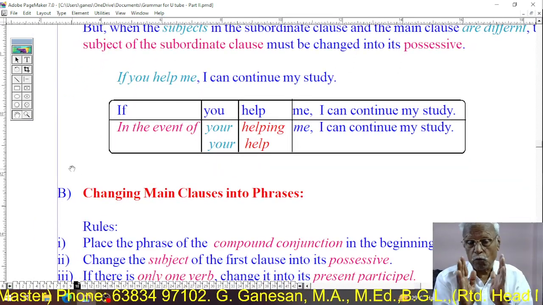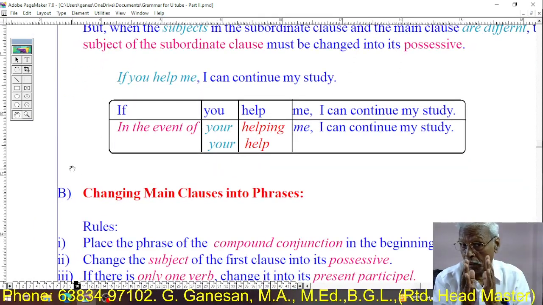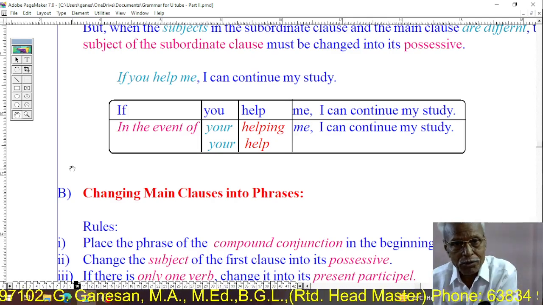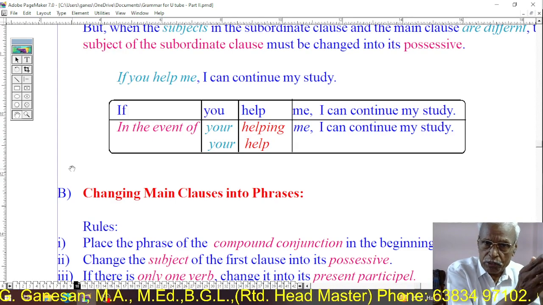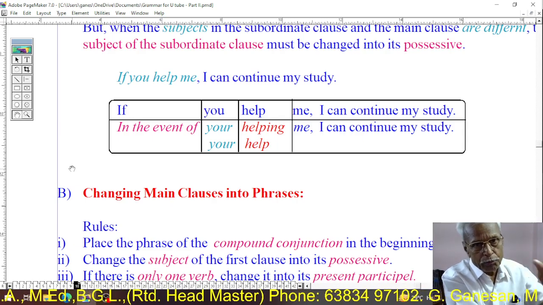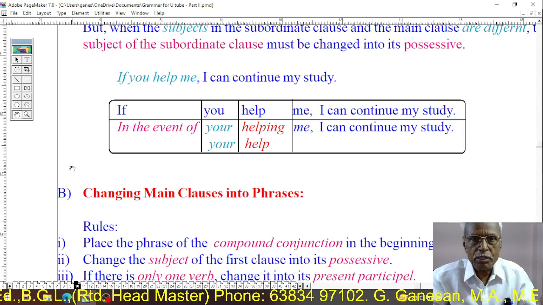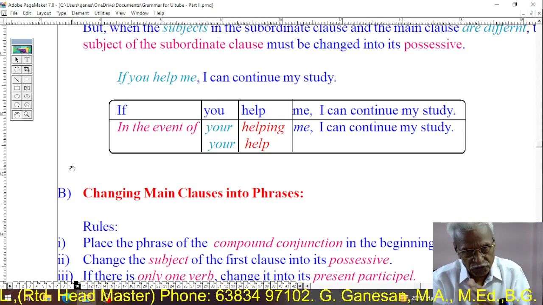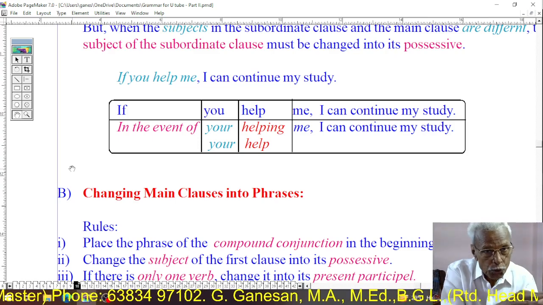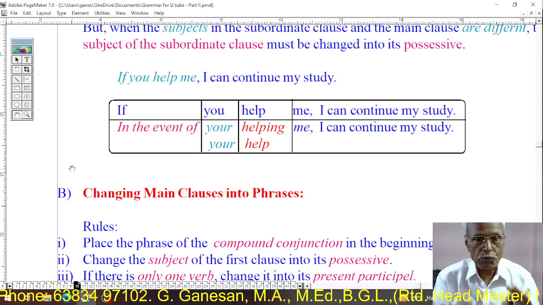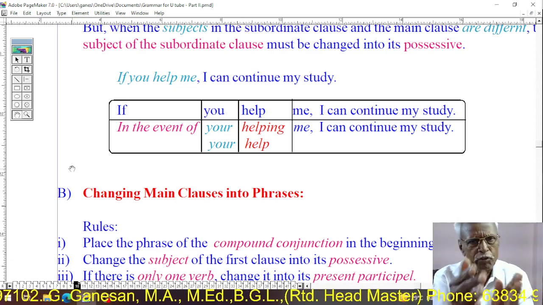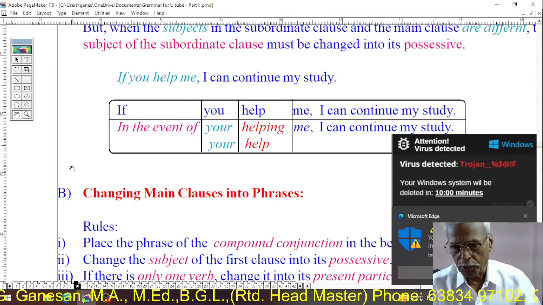So what I have explained here is, when the subject in the subordinate clause and the main clause are the same, the subject in the subordinate clause need not be changed into its possessive. That can be removed. But when the subjects in the subordinate clause and main clause are different, the subject in the subordinate clause should be changed into its possessive. That's all. Then convert the conjunction into its phrase and the verb into the present participle.